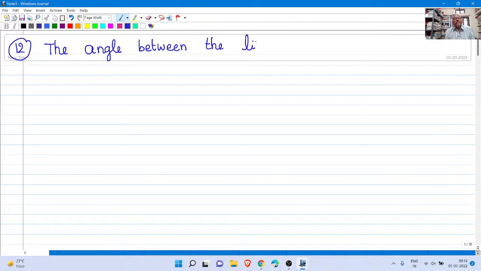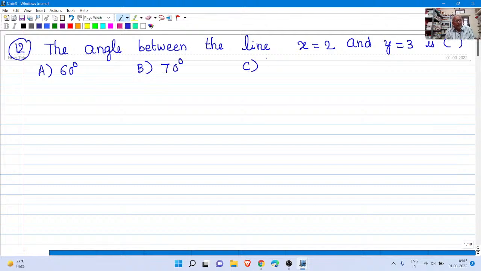the angle between the lines x is equal to 2 and y is equal to 3. A 60 degrees, B 70 degrees, C 90 degrees, D 80 degrees.